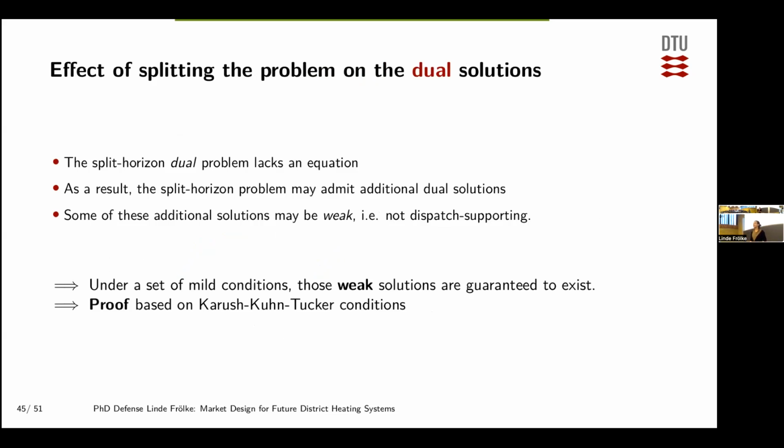However, we do observe an effect on the dual solutions. And the reason for that is that the split horizon problem lacks a dual equation compared to the full horizon problem. As a result, the split horizon problem may actually admit additional solutions compared to the full horizon problem. And that is a problem because some of those additional solutions may be weak, by which we mean non-dispatch supporting. In this work, we formulate a mild set of conditions under which those weak solutions are guaranteed to exist. And we prove that based on the corresponding conditions.